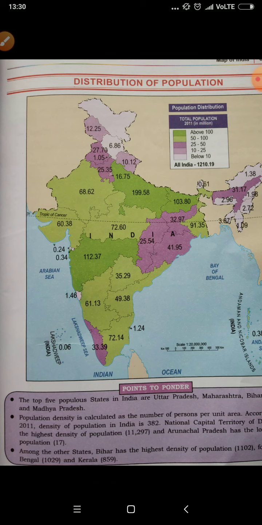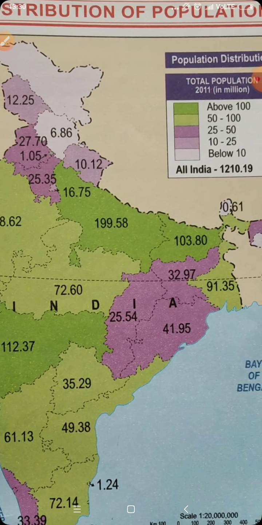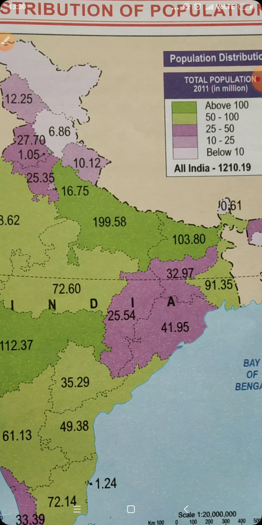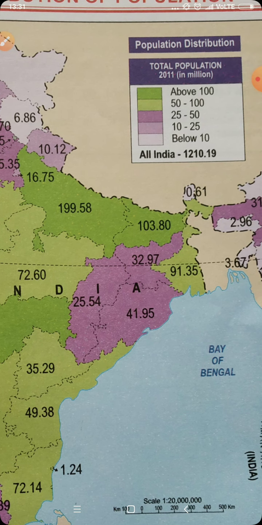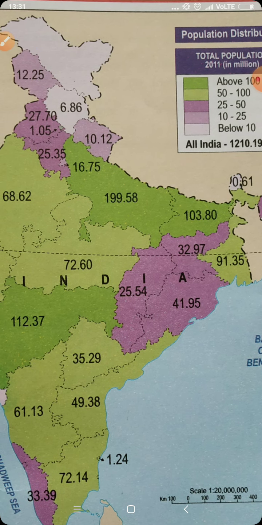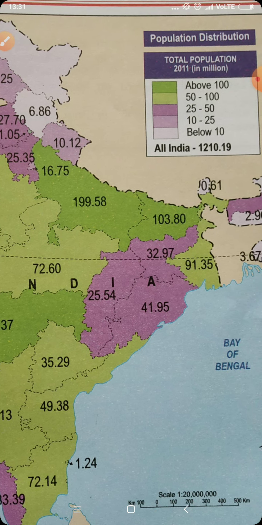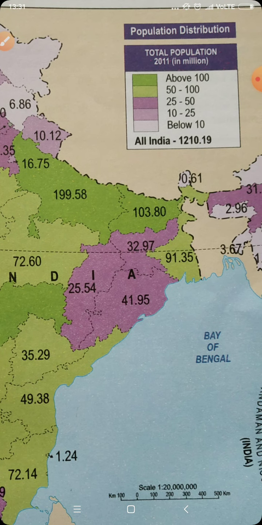Where it is white color, it is below 10 people in million. 10 million people are found only in Ladakh. Then Jammu Kashmir have more people, you can say 10 to 25. Then coming to Himachal Pradesh, there also sparse population is present. Coming to Punjab and Haryana, 25 to 50 million people were there in 2011. Uttarakhand also has 20 to 50.